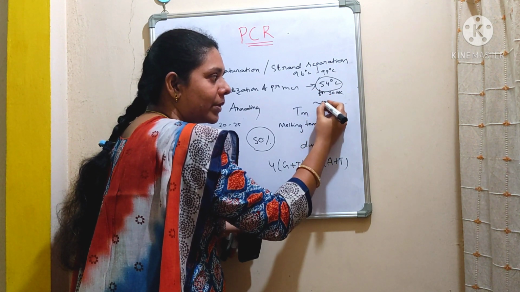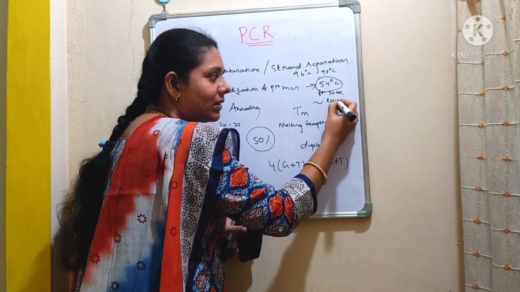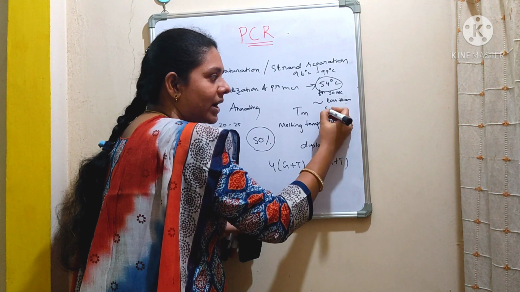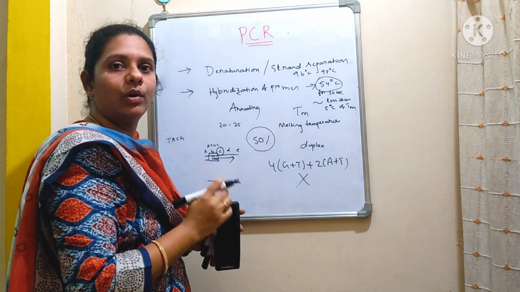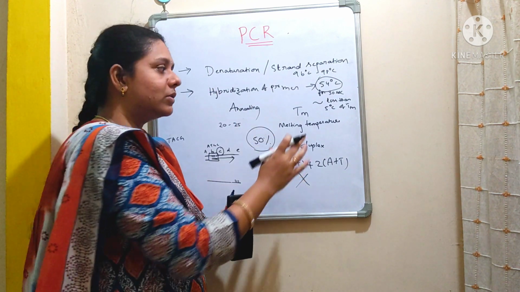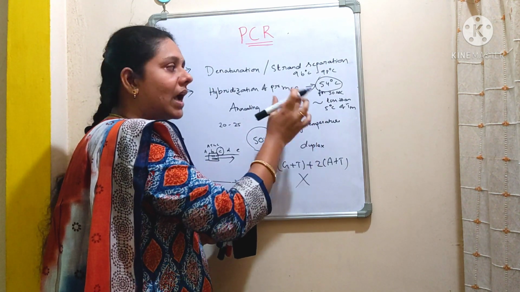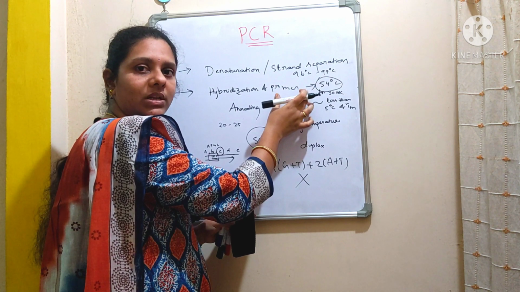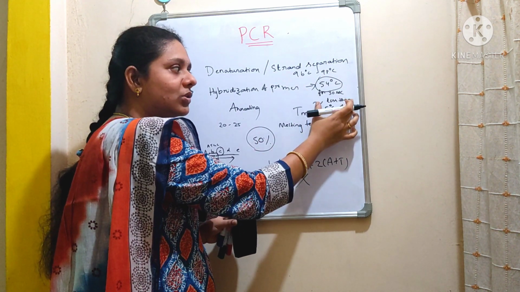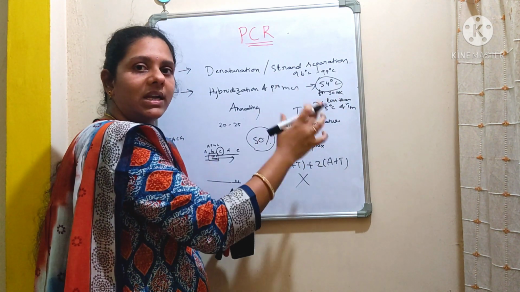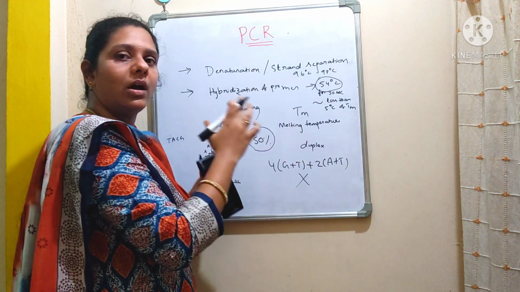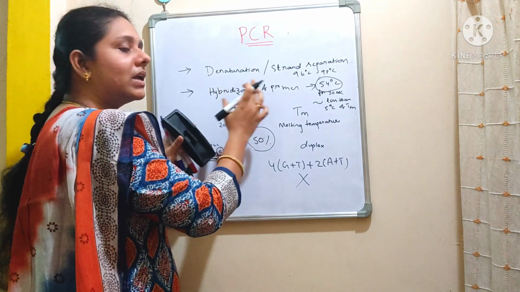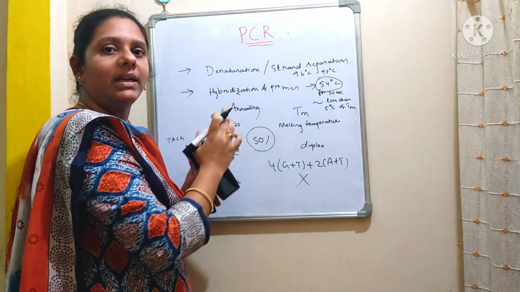temperature here approximately 5 degrees centigrade less than the Tm value of a primer. Hope you understand. First you need to check the Tm value, and then you need to set a temperature here for annealing, and that should be approximately 5 degrees centigrade less than the actual Tm value. And this is how you initiate the hybridization of primer with the template DNA.